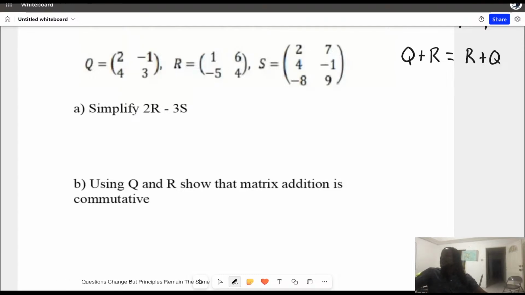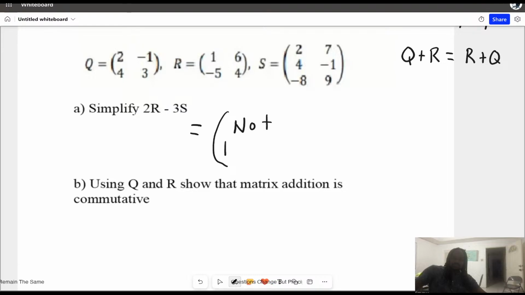Alright, let's go here now. The first one should be very easy, very simple. What's the answer for A? Not possible. Alright, ma'am, so not possible.